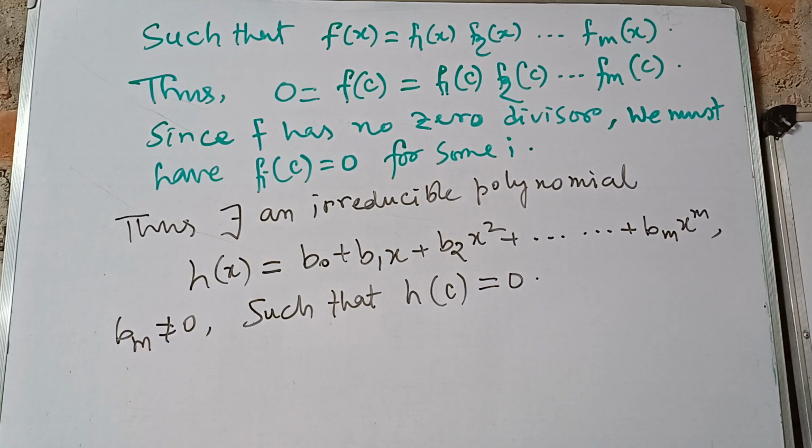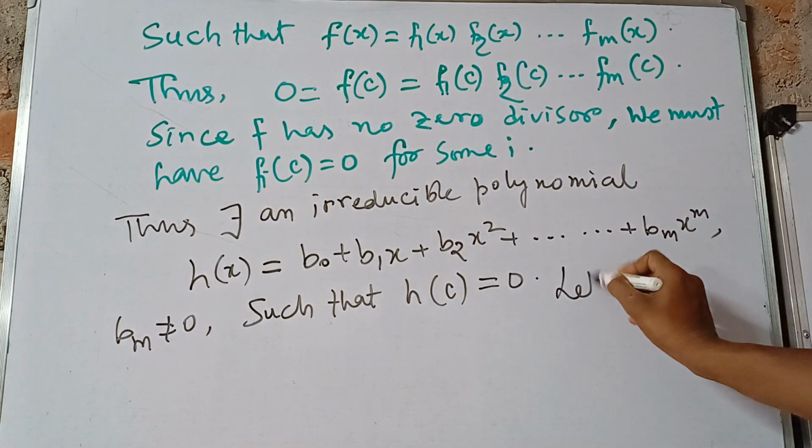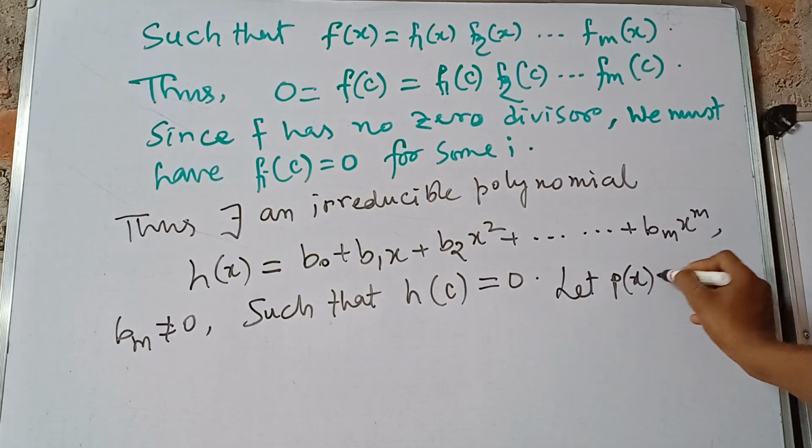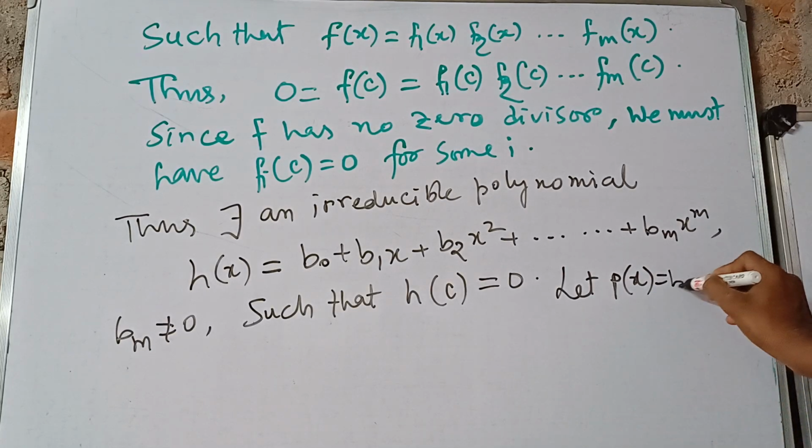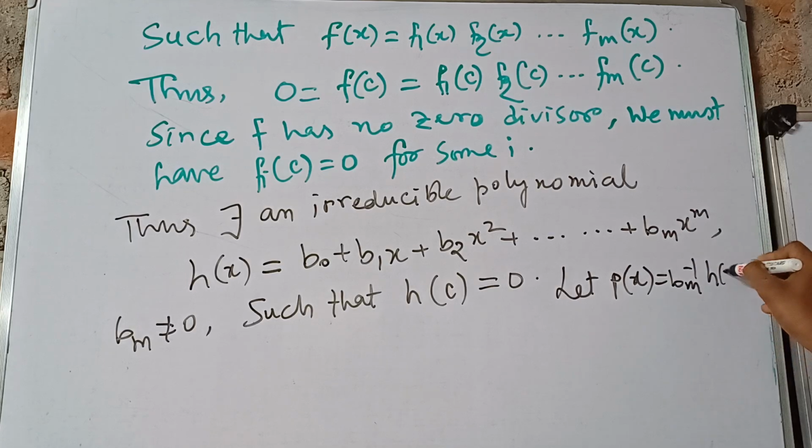Now let p(x) equal bm inverse h(x). Then p(x) is an irreducible monic polynomial in K[x].